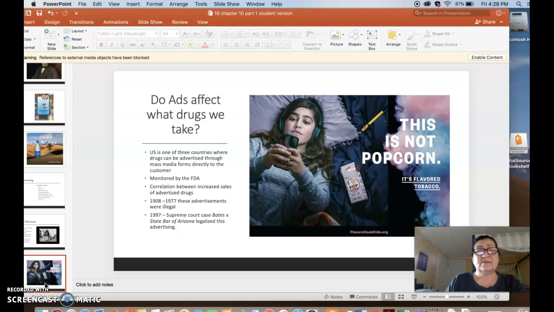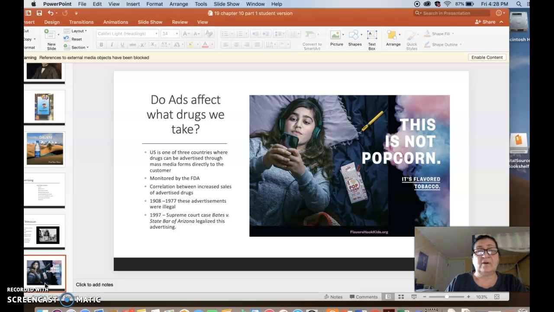How do ads affect us? What we do, what we use, what we buy? The United States is one of three countries where medicine can be advertised through mass media directly to its customers. You've seen "Ask your doctor about this or that."